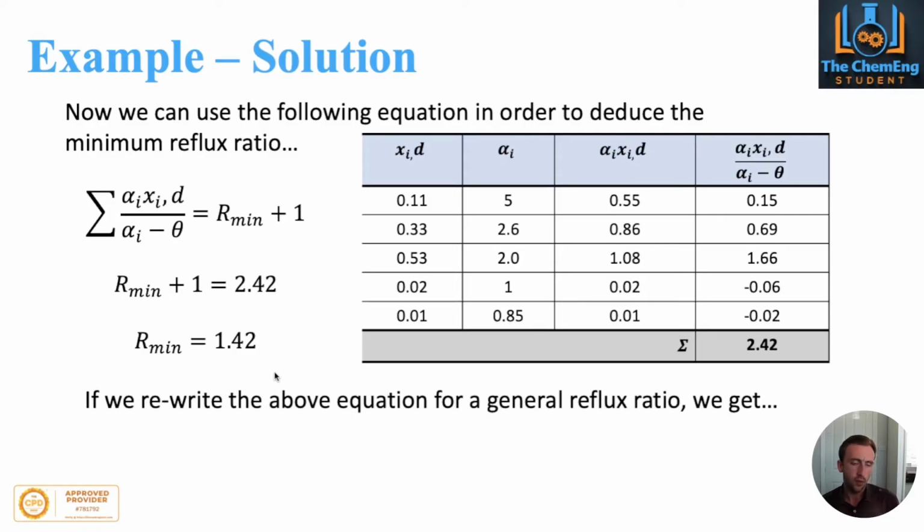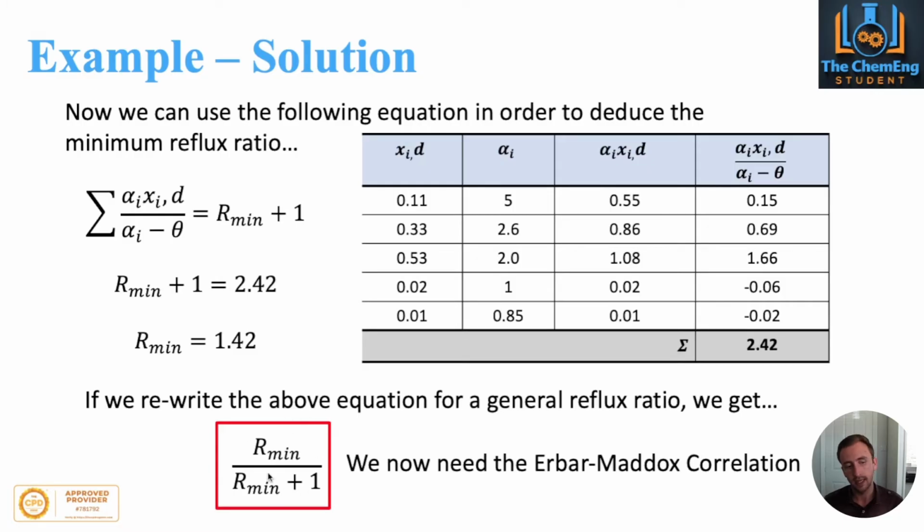Now, one thing to note is we could rewrite this type of equation in a more general sense, and this is needed for the next part. The general equation is that, based on this system, we could say R min divided by R min plus 1, because we know that that is equal to R min. So we can use this ratio for the minimum, but we can also use it for any reflux ratio. It doesn't have to be the minimum.